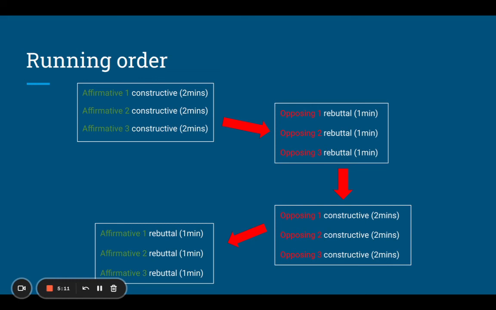So that's a recap on the unit and the running order. After this video and the mock debate, you should have a clear idea of what you need to do.